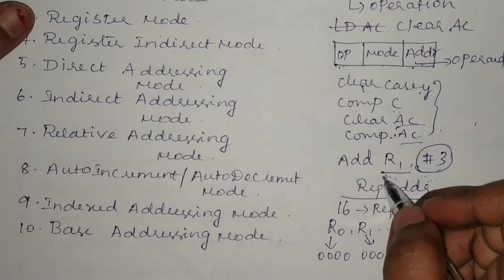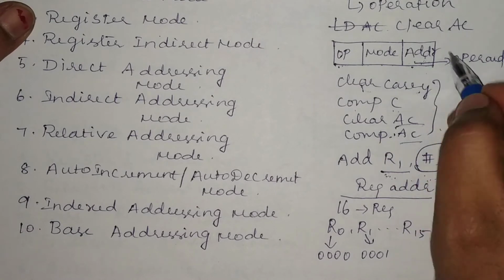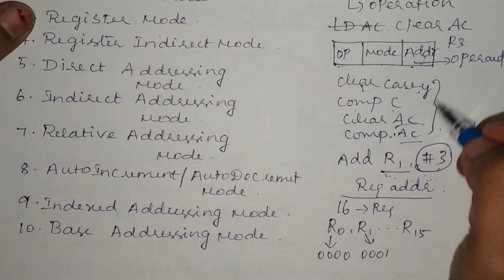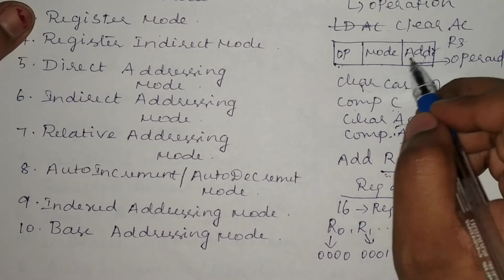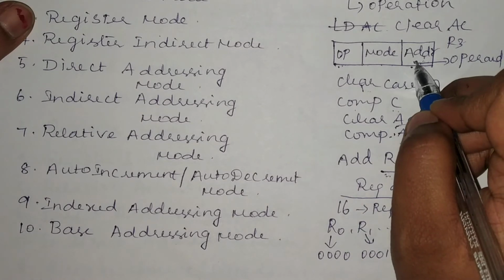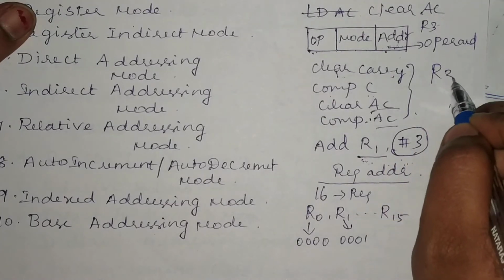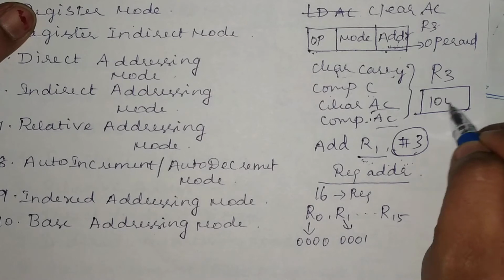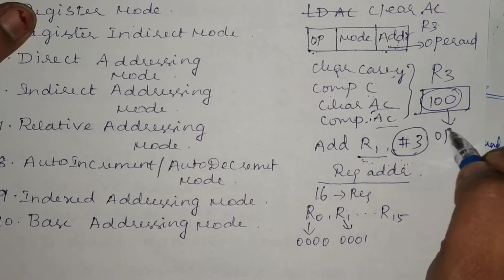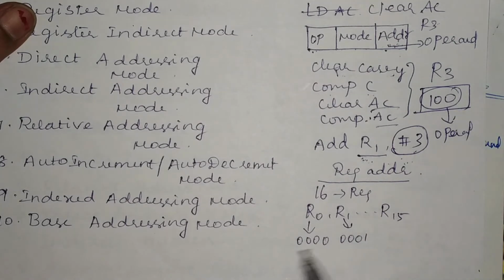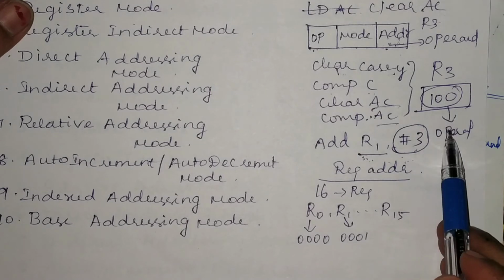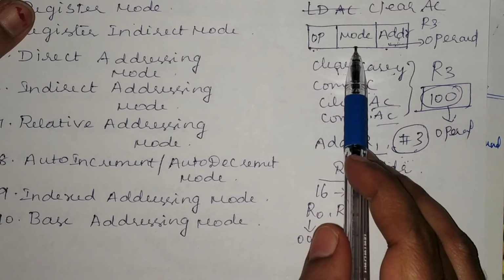So for example, if you are mentioning R3, or the binary equivalent of this R3, if you are mentioning that value in the address part, then in the R3 register, whatever the content we have will act as the operand. Okay, so this will act as the operand, and this is nothing but register mode.